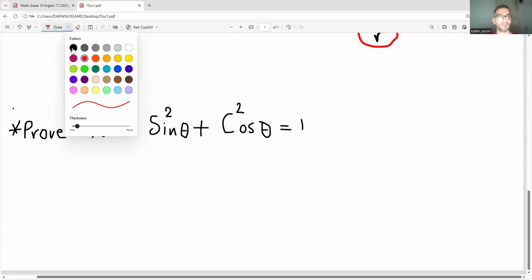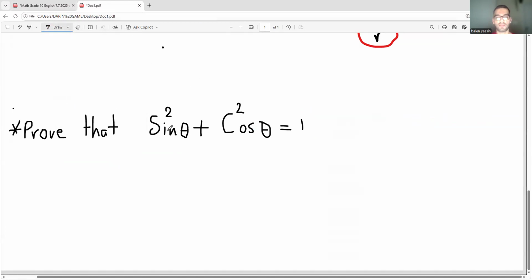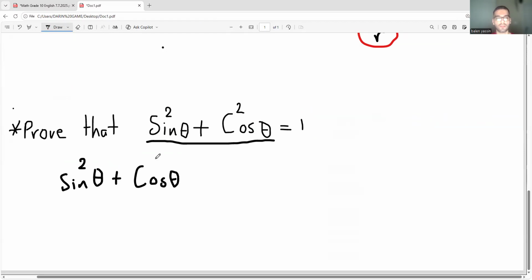Okay. So we want to show that sine squared plus cosine squared is equal to 1. Now, I can start from the left side and hope that I get some terms to cancel, and from there I get 1, okay? So let's write it again. Sine of theta squared plus cosine of theta squared.